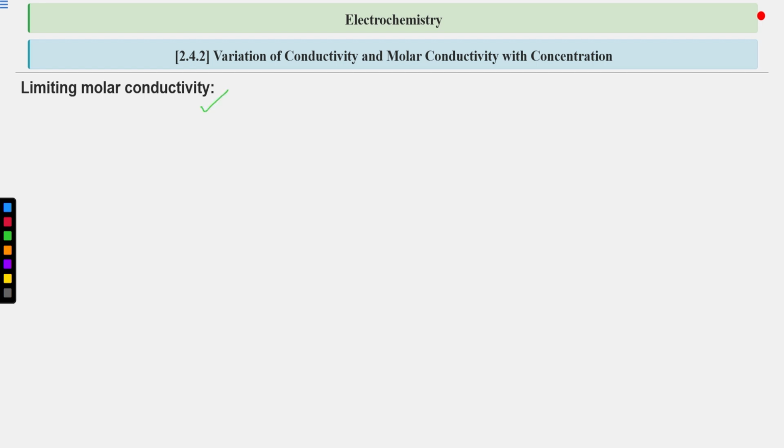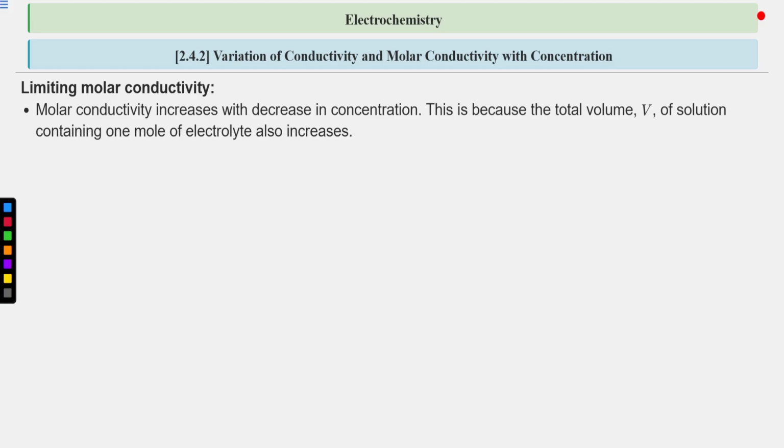Next, we will cover limiting molar conductivity. Molar conductivity, lambda m, increases with the decrease in the concentration. So for a given solution, if you decrease the concentration, the molar conductivity of that solution will increase. Why? This is because the total volume V of the solution containing 1 mole of electrolyte is also increasing with the decrease in the concentration.